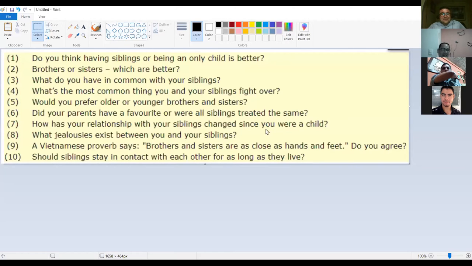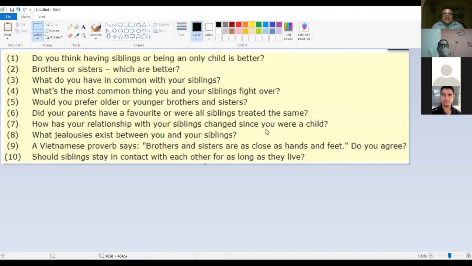So I don't prefer older or younger. For me, it's the same. You have advantages and disadvantages. Yes, I am happy with my older brother. You are the baby girl. Yes. I prefer an older brother, so they protect you.